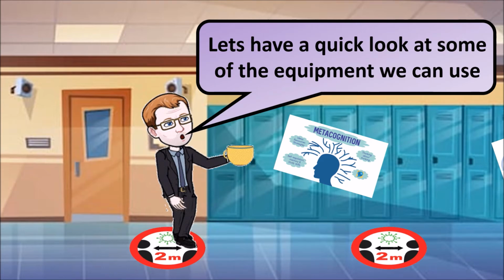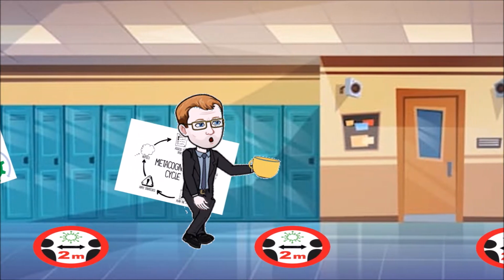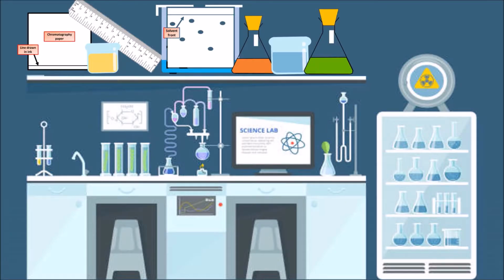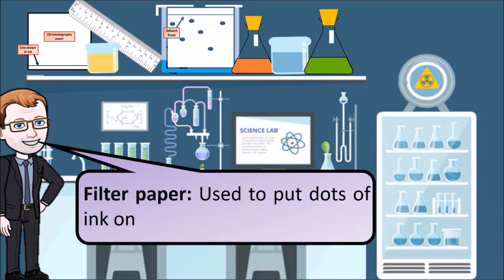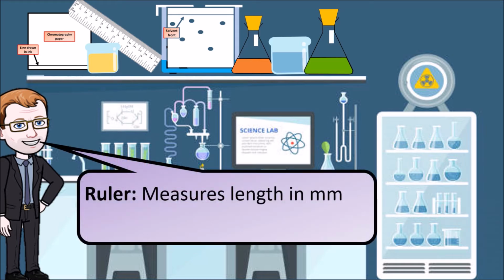So let's have a quick look at some of the equipment we can use. We'll use some filter paper. The filter paper is used to put the dots of ink on and allows the solvent to move up it. You'll use a ruler to measure the distances that the different inks have moved and the distance that the solvent front has moved, and to make it more precise you'll measure this in millimeters.